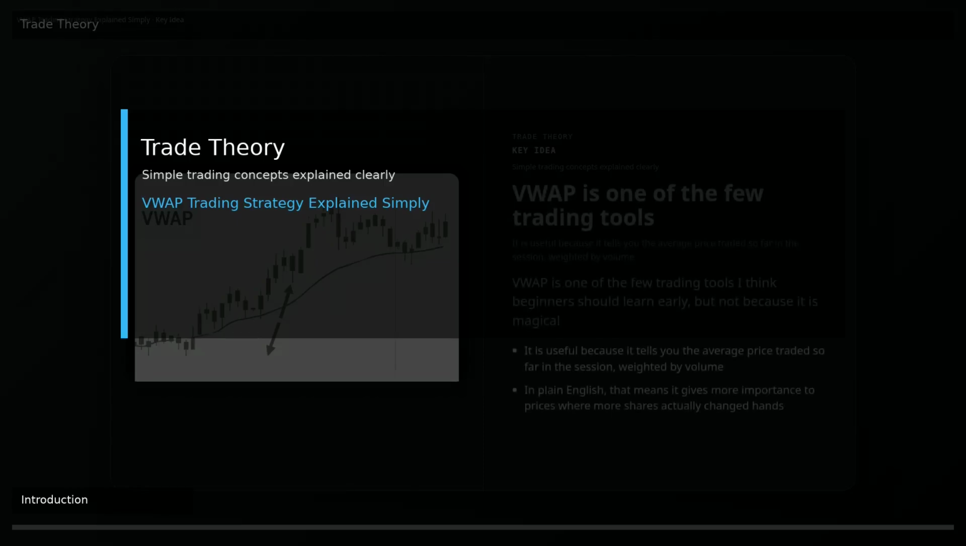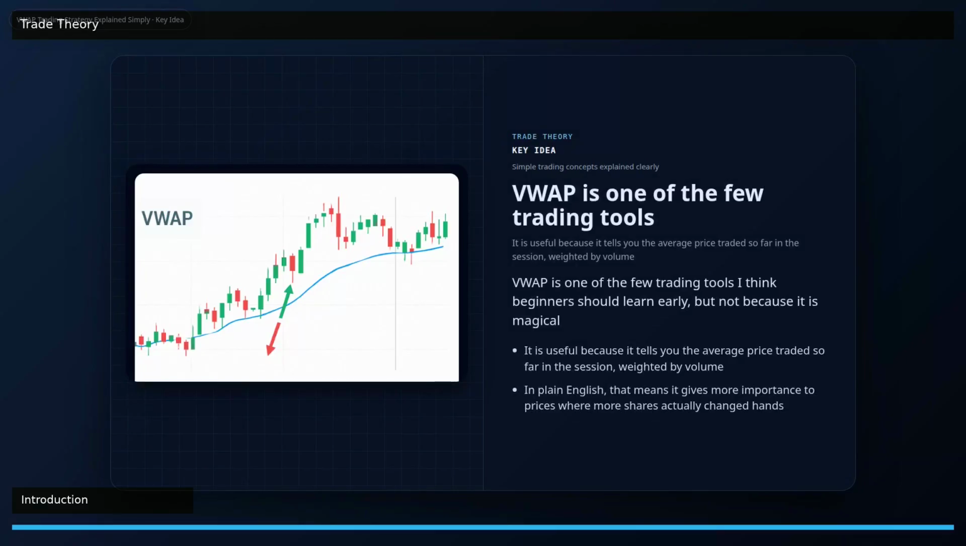VWAP is one of the few trading tools I think beginners should learn early, but not because it is magical. It is useful because it tells you the average price traded so far in the session, weighted by volume. In plain English, that means it gives more importance to prices where more shares actually changed hands. That makes it a better intraday reference than a simple average price, especially when volume is uneven.